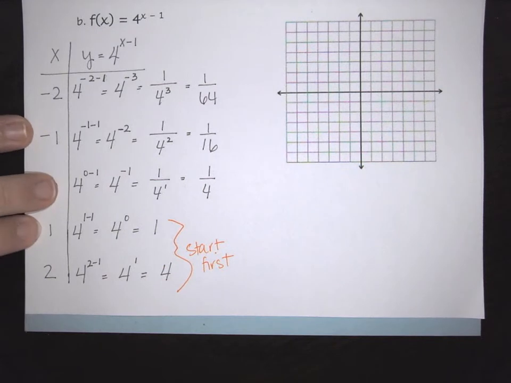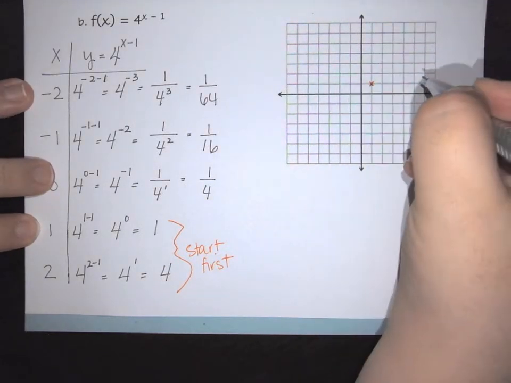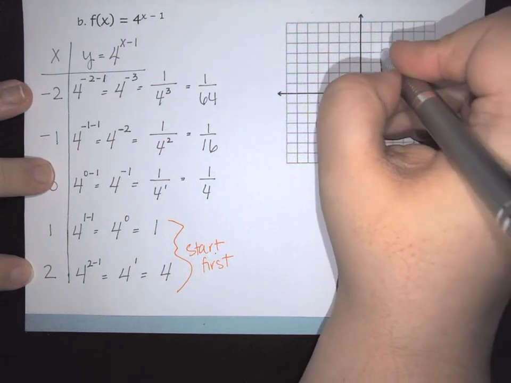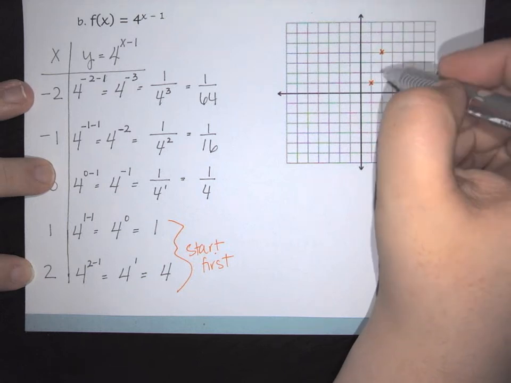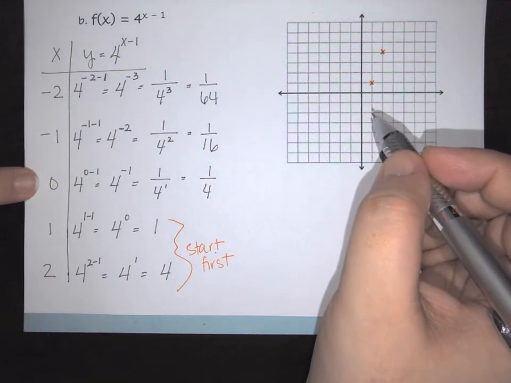So I have the point (1, 1), so I'm over 1, up 1, so that's the point right here. I also have the point (2, 4), so 1, 2, 1, 2, 3, 4, that is this point here. Again, notice I have this upward trajectory going on. And now I'm going to start with my smallest fraction.